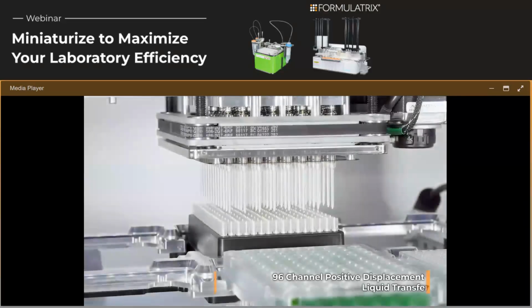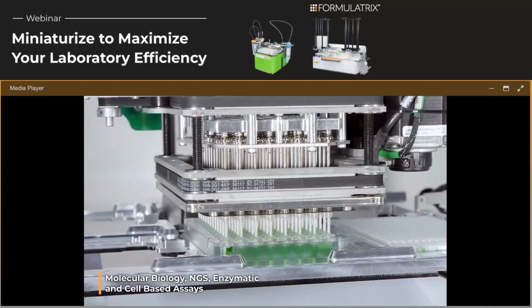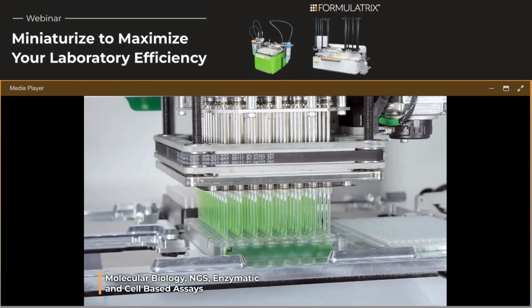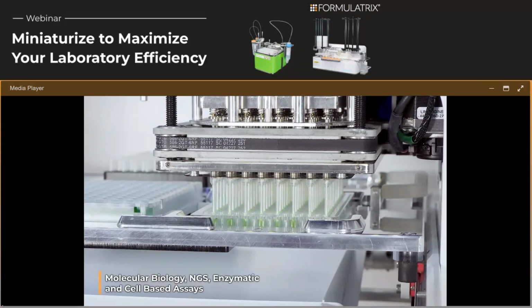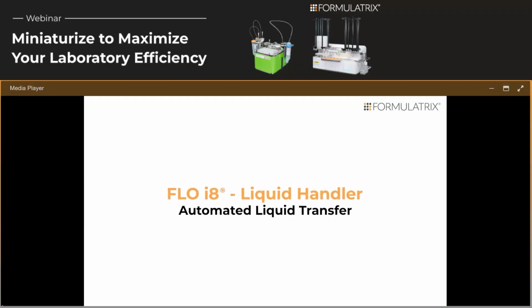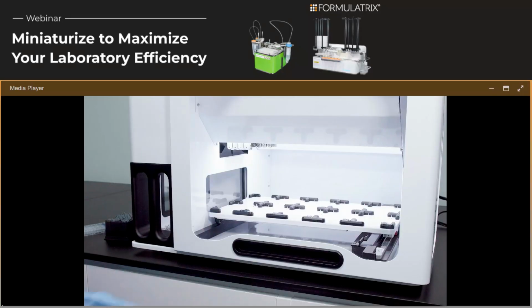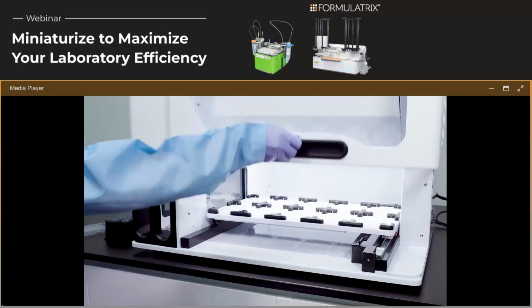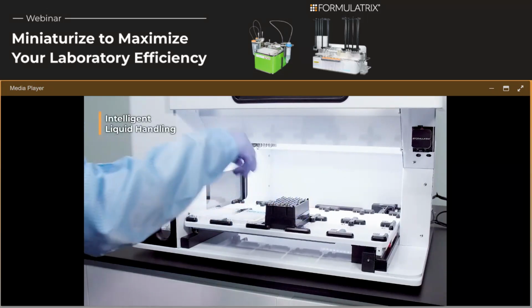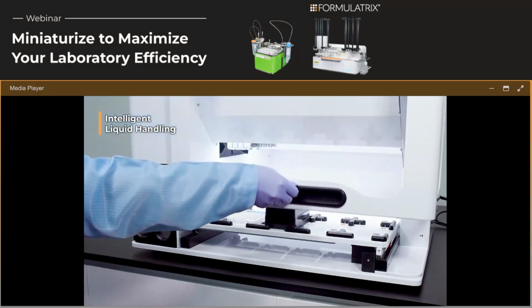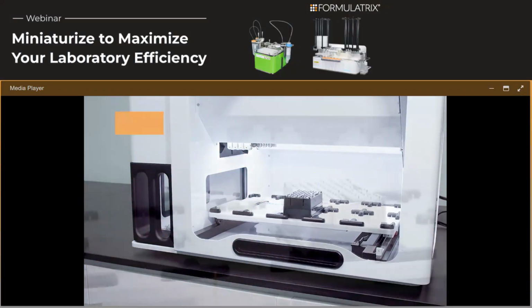It has a broad range of applications including NGS, enzymatic assays, antibody assays, and cell-based assays. It can also perform cherry picking, serial dilution, plate copy, and plate reformatting. The Flow I8 is a smart liquid handler, ideal for optimizing your protocols and bench work quickly and easily. It allows you to focus on research, science, innovations, and breakthroughs instead of programming complex parameters.